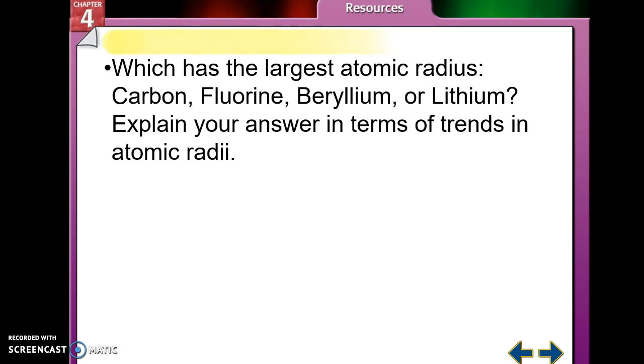So which one has the largest atomic radius? It's going to be lithium, because it is on the left side of the periodic table. Beryllium would be next. Carbon would be the third largest, and fluorine would be the fourth largest, or the smallest, because you're adding electrons to that same energy level.